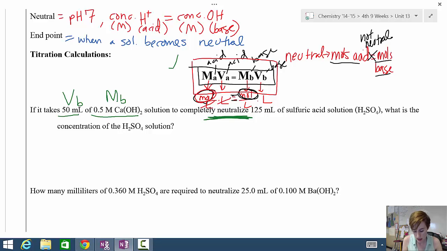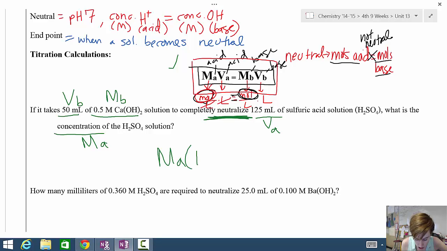It has to say neutralize. And it will neutralize this much of my acid. So this is the volume of my acid. What is the concentration, which just means molarity, of my acid? So I'm just going to plug my numbers into the formula. The molarity of my acid I don't know, so I leave it Ma.